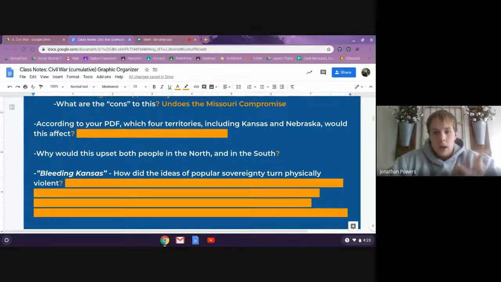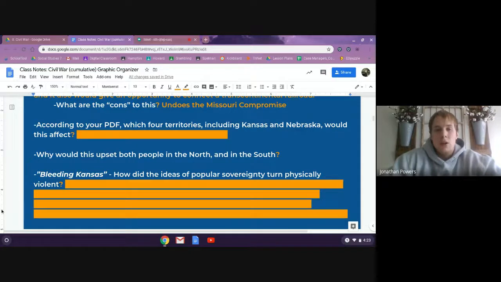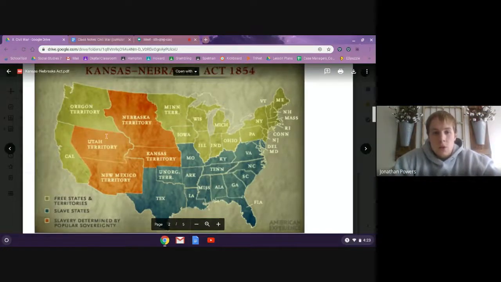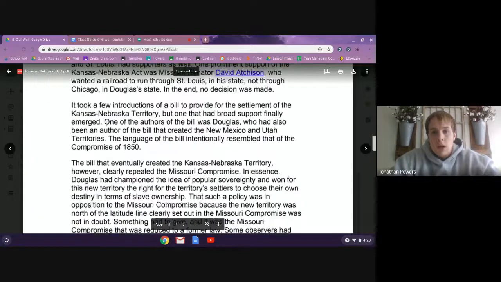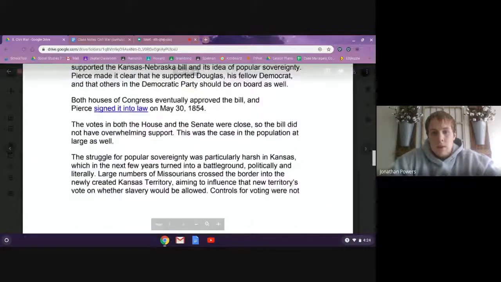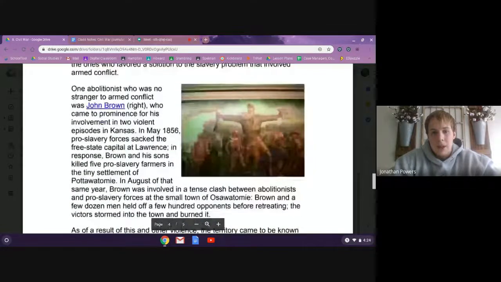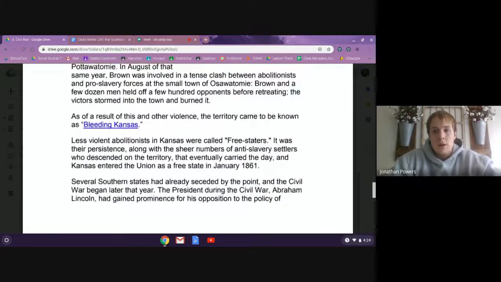And lastly, in the PDF, you should be looking for this event called Bleeding Kansas. Bleeding obviously tells you that there's going to be some violence here. There's absolutely going to be some violence here in the Kansas territory. How is the idea of popular sovereignty, which sounds wonderful on paper, going to turn physically violent? And so what I need you to do is, in the graphic organizer, which is going to be underneath here, read and find out about Bleeding Kansas. This guy, John Brown, who's going to come up again, it's not going to end so well.